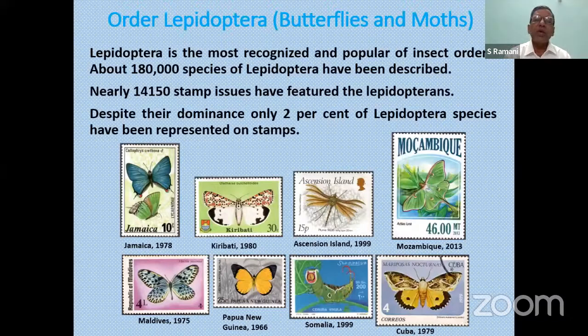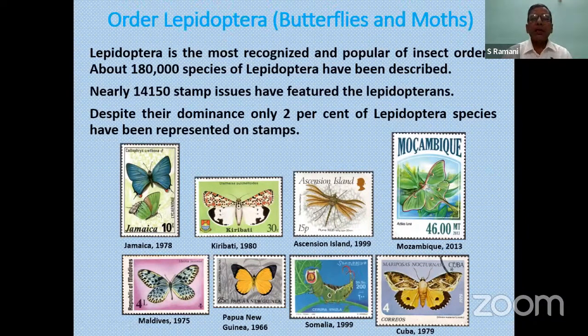And there are about 14,150 stamps that have featured Lepidopterans. But despite this dominance in the number of stamps produced, only 2% of the Lepidoptera species have been represented on stamps. Again, this gives you a sample, just about 6 stamps I have shown you of various Lepidopterans that have been featured, including larvae. Larvae have also been featured on stamps.